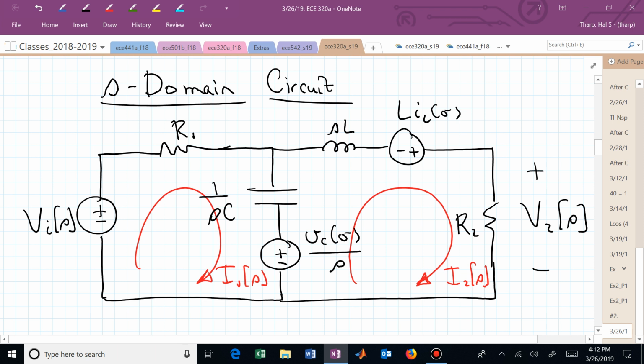What was the sign on all of those terms that I1 touched in mesh 1? Is that a question or an answer? I'm only accepting, no, go ahead.